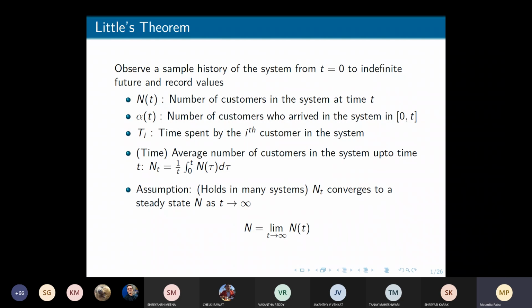Okay, now we are going to take some assumptions. So what is the assumption here? That Nt converges to a steady state N as t tends to infinity. This assumption holds in many systems. We can write this statement as N equals the limit as t tends to infinity of Nt. Pretty simple here.